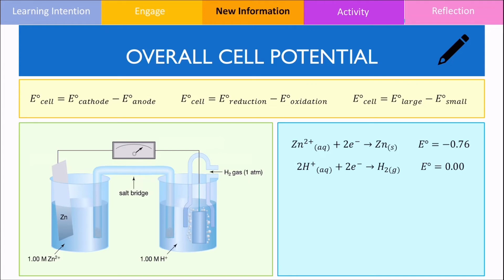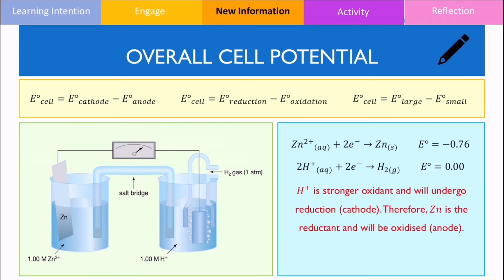In this reaction, we know that the half cell containing hydrogen will undergo reduction because the hydrogen plus ions is a stronger oxidant than zinc. Hence, zinc metal will undergo oxidation, and this is also shown on the diagram. To calculate the overall cell potential, we subtract the potential of the reduction half equation with the potential of the oxidation half equation. So we subtract 0 with negative 0.76. Keep in mind that two negatives make a positive, so therefore our answer is going to be equal to positive 0.76 volts. I'd like you to now have a go.